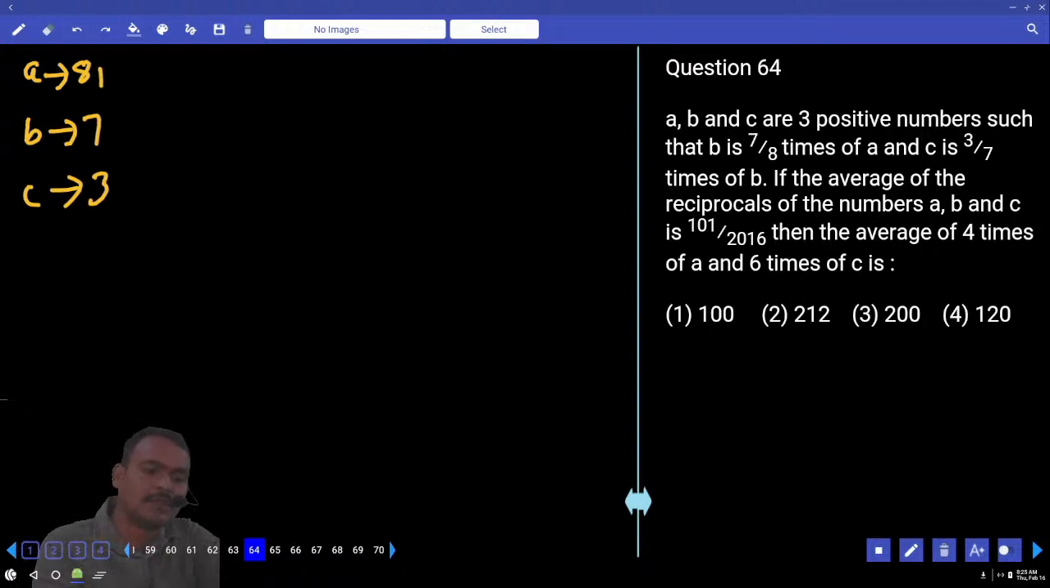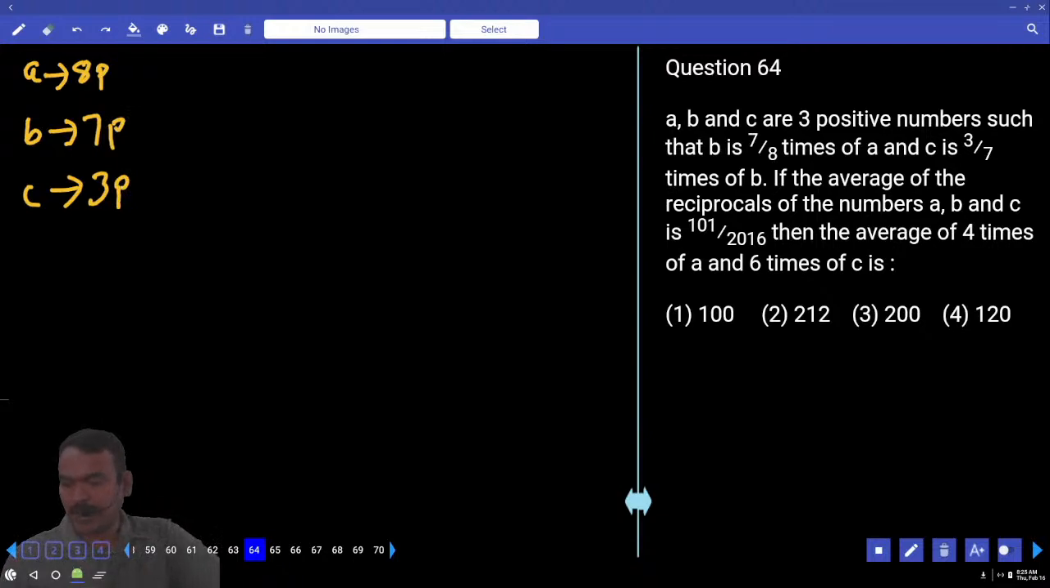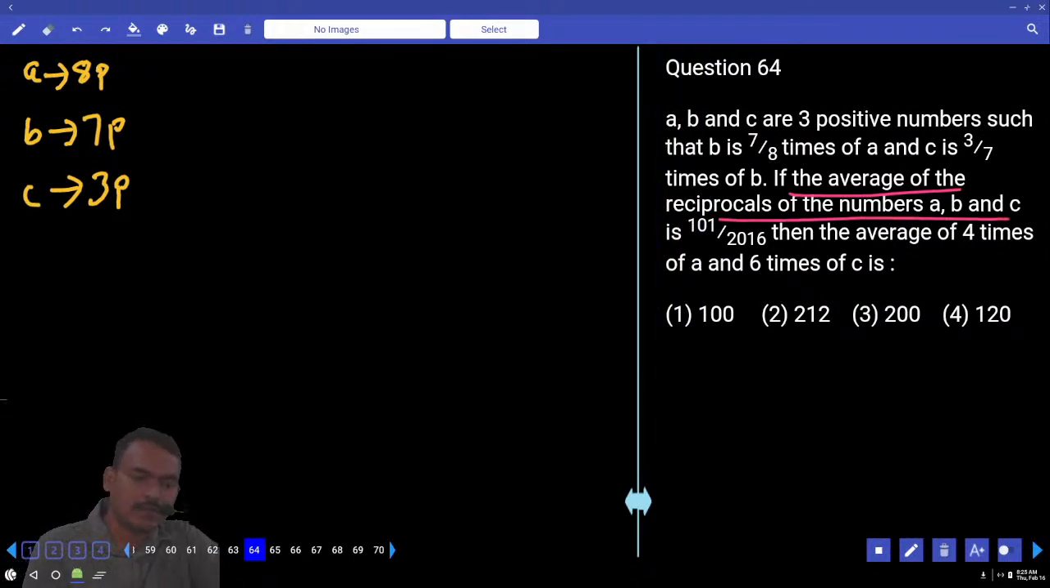This is the ratio between A, B, C, or not? A how many parts? 8 parts. B 7 parts. C will be 3 parts. And what is the next condition? If the average of the reciprocals of the numbers, what is the A reciprocal? 1 by 8. B reciprocal? 1 by 7. 1 by 8 plus 1 by 7 plus 1 by 3, or not?